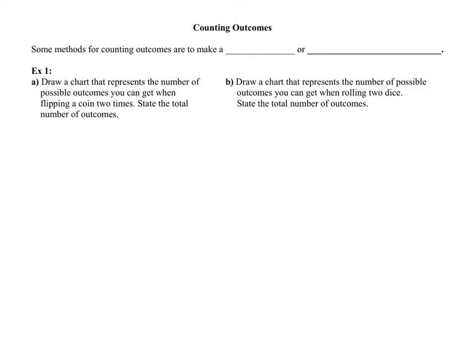Alright, starting lesson 2.5, counting outcomes. Some methods for counting outcomes are to make a chart or a tree diagram. Alright, we're going to have examples of each of these coming up.